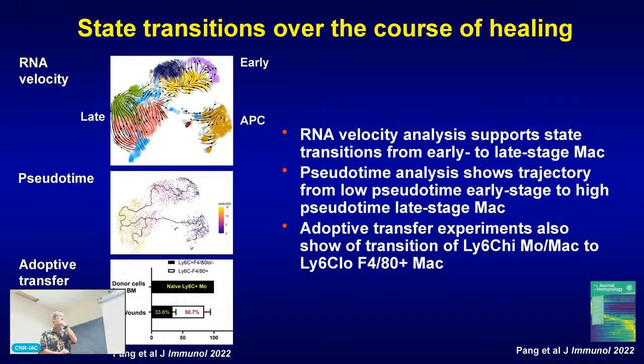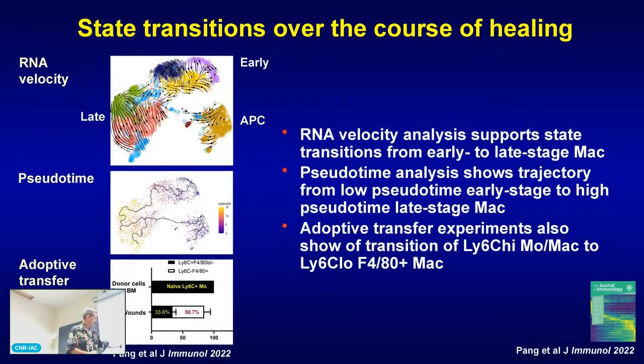So again, this is not a particularly new idea in the field, that transitions occur, but this gives us much greater detail in the transitions that might actually be occurring. We did some experimental approaches to try to validate these ideas by taking monocytes from the bone marrow, administering them directly into the wound, and looking to see if these cells demonstrated evidence of similar state transitions.